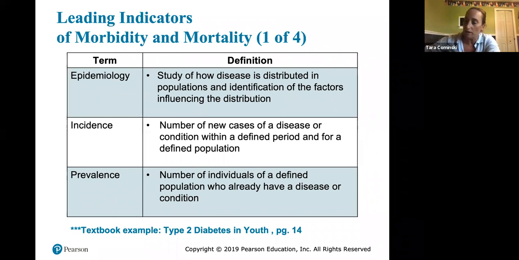So listen to the recorded lecture, because I don't want to spend more time on this, since I want to make sure I get to the last couple of things I want to cover. But there's an example on page 14 in your book about type 2 diabetes in youth. I think it's a good example for understanding why epidemiological studies are so important. It's about type 1 diabetes versus type 2 diabetes in children.